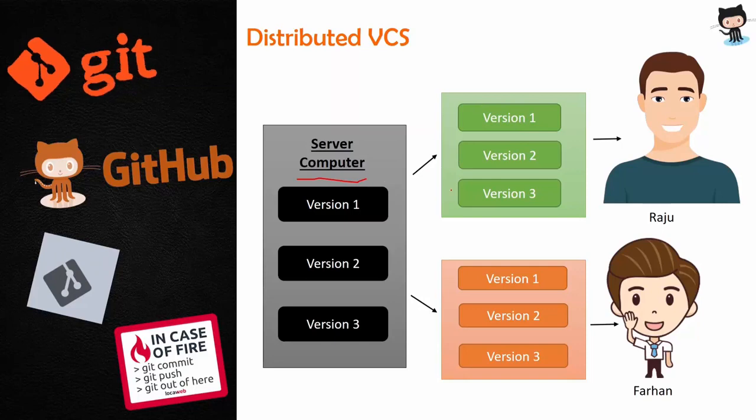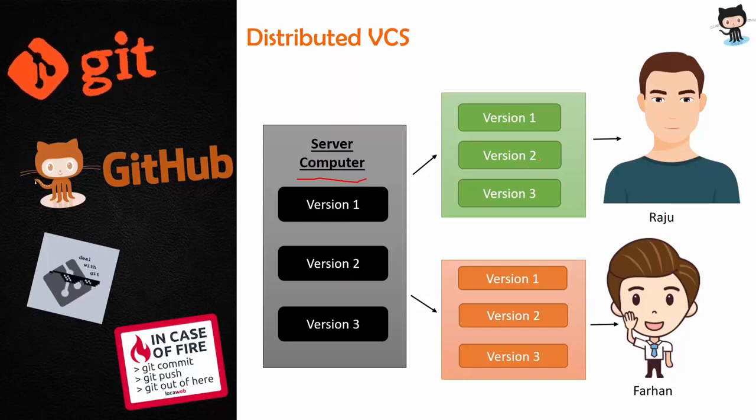They will take the clone of their project. Now this central server will contain the project files, like version 1, version 2, version 3. These are the project files that the server computer will contain. It will have all the project files, and the developer will clone their project and do whatever changes they want to, and they're changing the files in their local server.